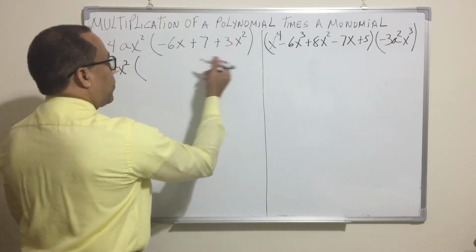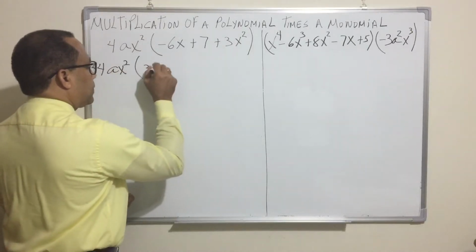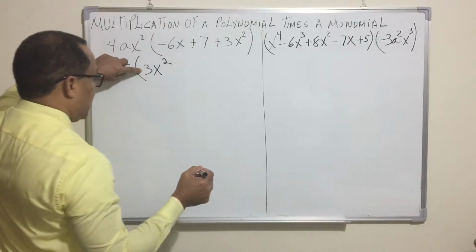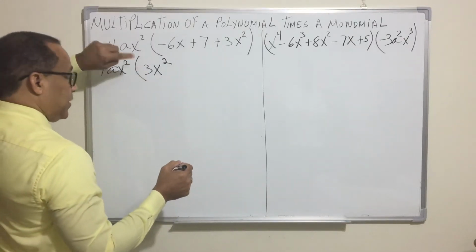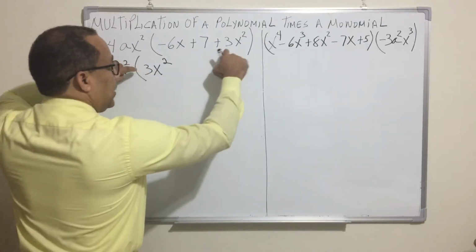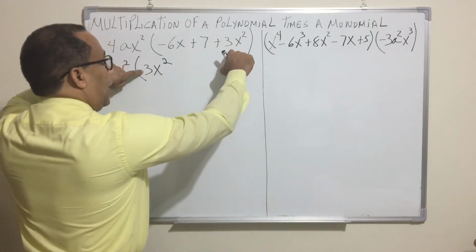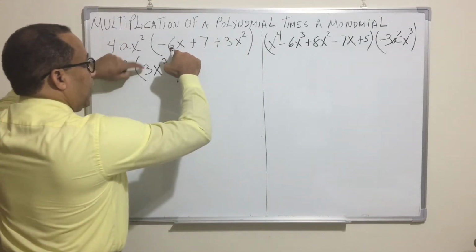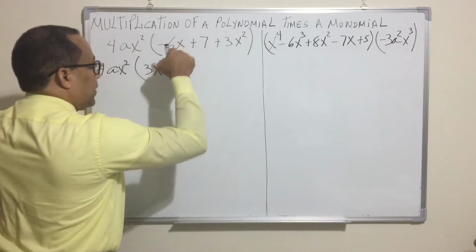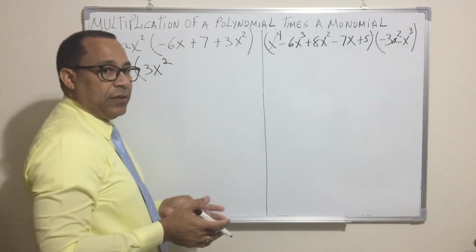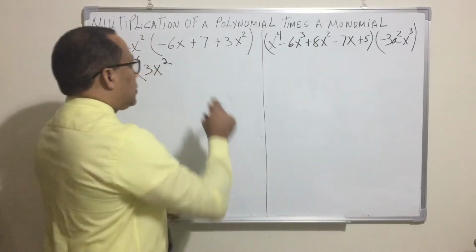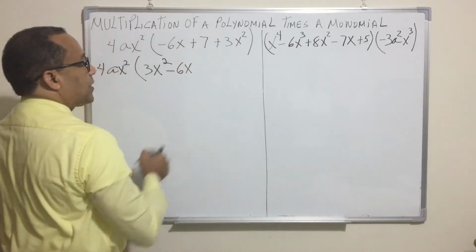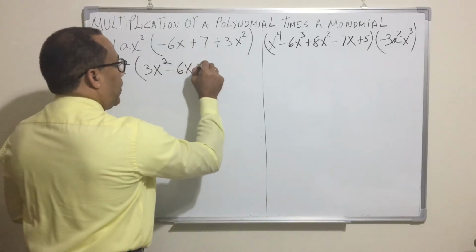So I'll bring down the 3x to the second. And the sign is also positive. It's right here. So this is a positive 3x to the second, same as this one. Our second term will be the x to the first, and I'll bring down the negative 6x, not forgetting to bring down the sign as well. So this is a negative 6x. And for last, I'll bring down the positive 7.